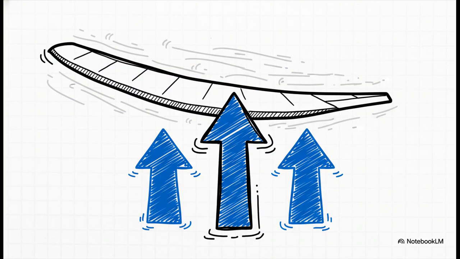And here's the aha moment. Physics tells us that high pressure always wants to move toward low pressure. So that big pocket of slow, high-pressure air under the wing is constantly pushing upwards, trying to get to that low-pressure zone above it. And that powerful upward push, well, that's the force we call lift.